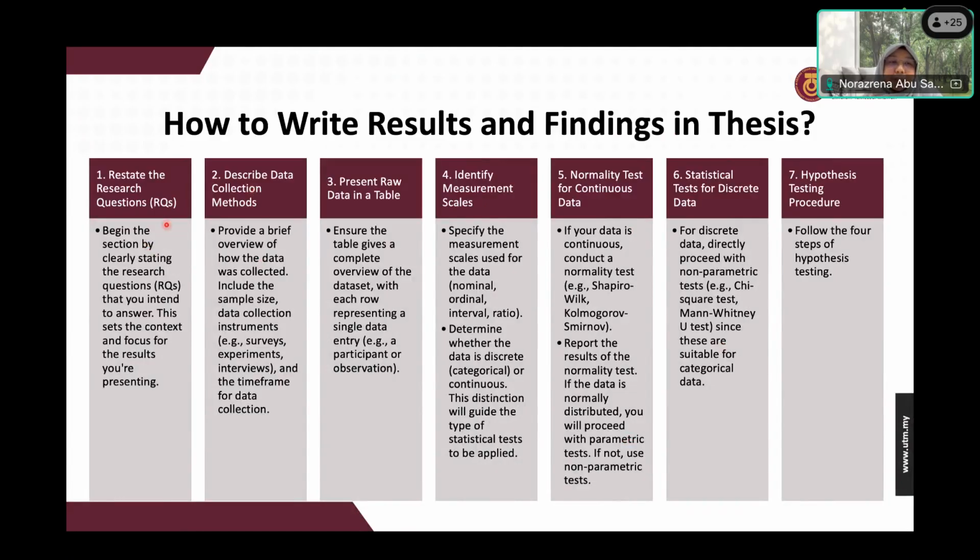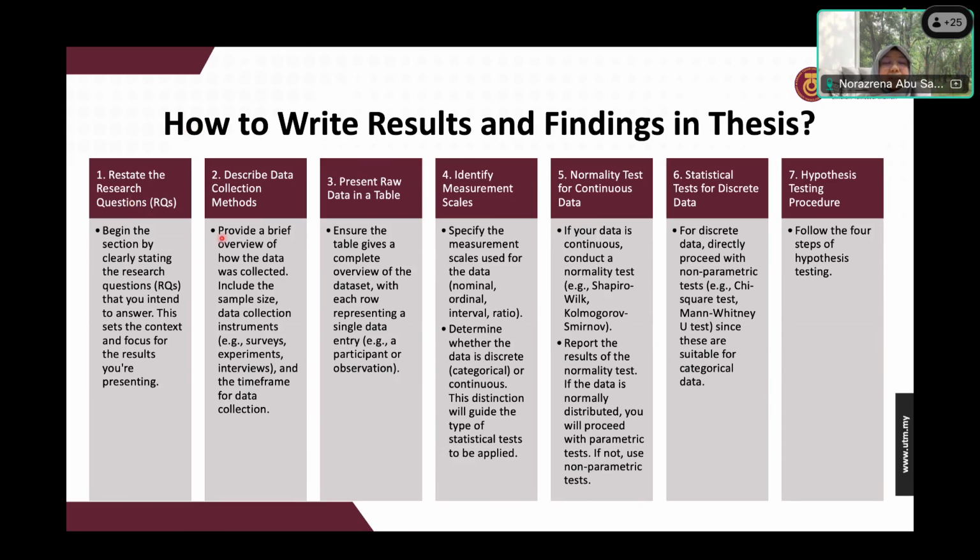First one, restate the research questions. I'll show this later. Restate the research question when you are writing in your chapter 4 or 5, depending on your chapter. Some students have 6 chapters, so the result is in chapter 5. If the student has 5 chapters in total, the result is in chapter 4. So the first one, you need to restate the research question to remind the readers that the first result and finding is about this research question.